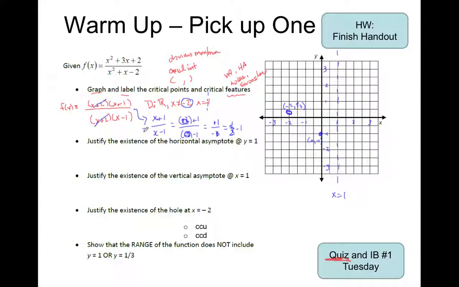I go to the function and I ask the numerator, what x makes you equal to 0? Because remember, I don't care about the denominator when I'm looking for a fraction equal to 0. I just need the numerator to 0. What x is that? Negative 1.